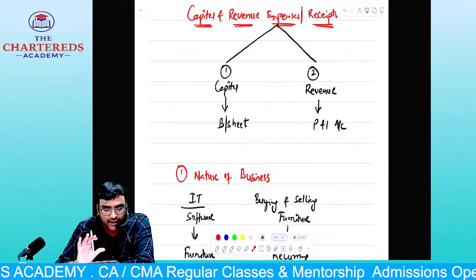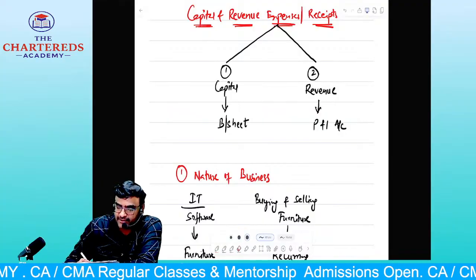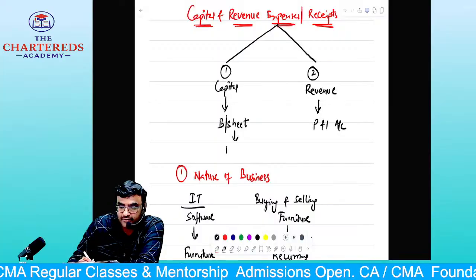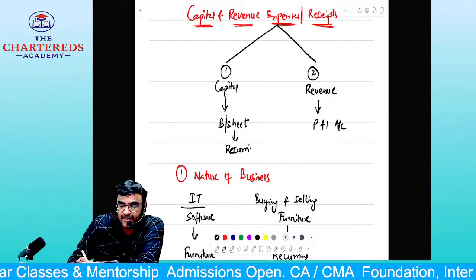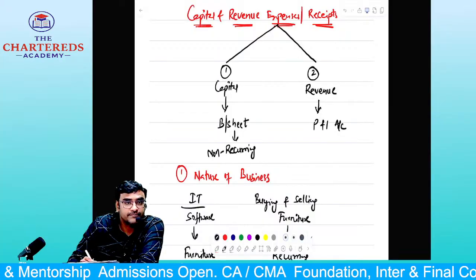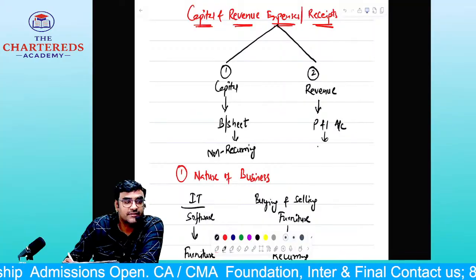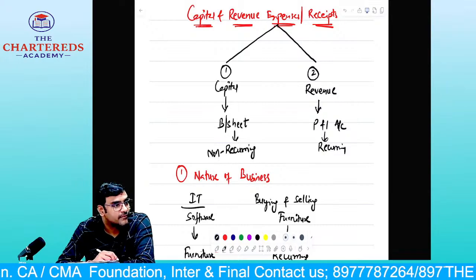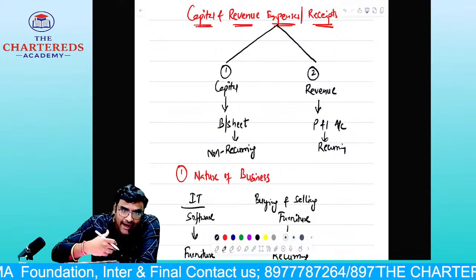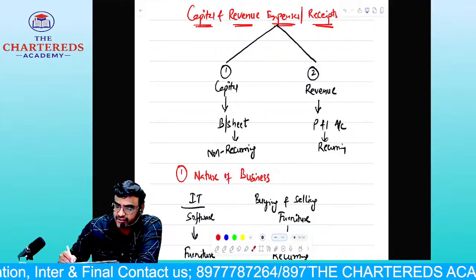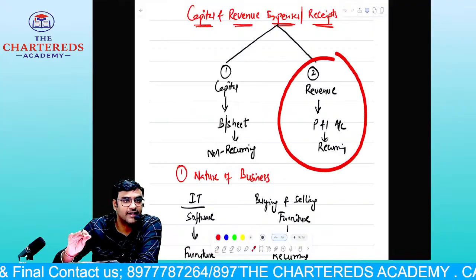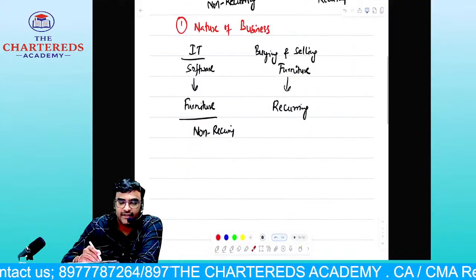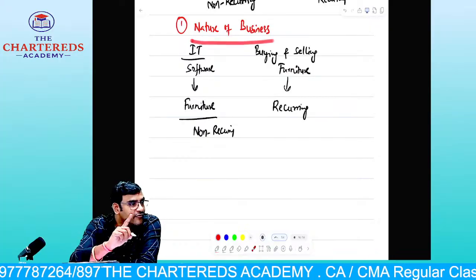Any doubts? So, conclusion: when do we call any expense a capital expense? When it is not recurring in nature. And when do we call any expense revenue? When it is recurring in nature. What do you mean by recurring? Which is spent again and again is called recurring in nature. How this is decided: it depends on the nature of business.